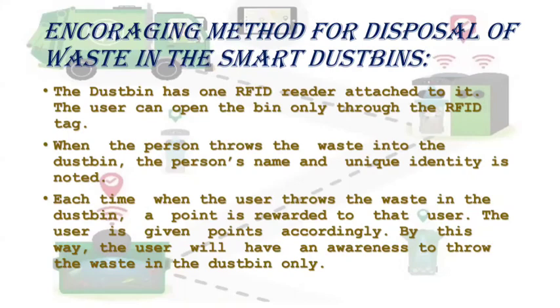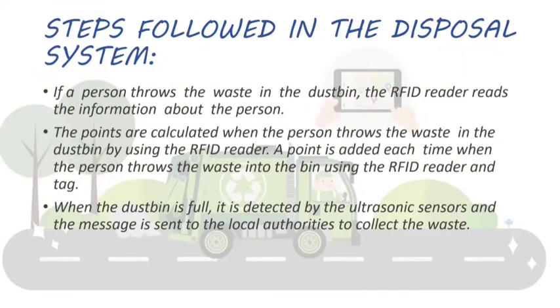Now, let us summarize the total waste management system. First, if a person throws the waste in the dustbin, the RFID reader reads the information about the person. Then the points are calculated when the person throws the waste in the dustbin by using the RFID reader. A point is added each time the person throws the waste into the bin using the RFID reader and tag. When the dustbin is full, it is detected by the ultrasonic sensors and the message is sent to the local authorities to collect the waste.